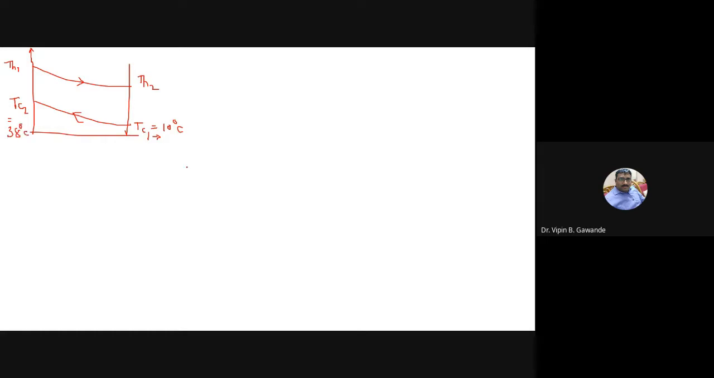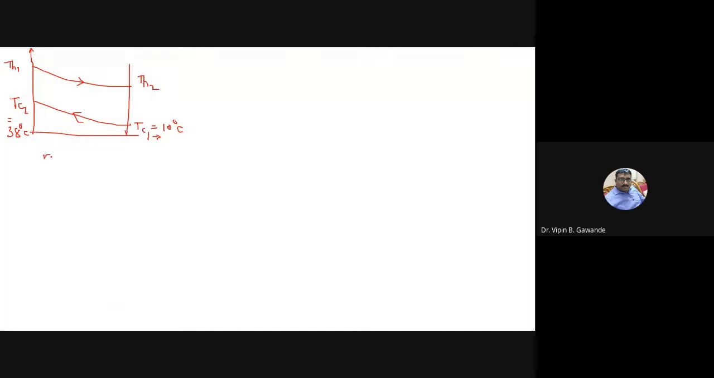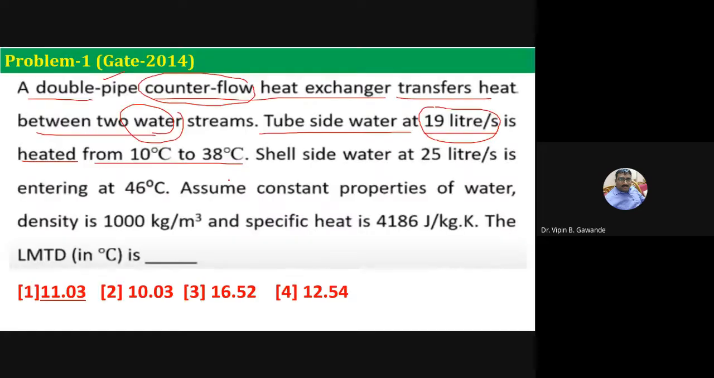That is the information given regarding the cold fluid, and the flow rate is 19 liter per second. So this is for the cold fluid, and it is given in terms of liter per second. The data is provided for the cold fluid because the temperature is increasing, and temperature increases for the cold fluid.